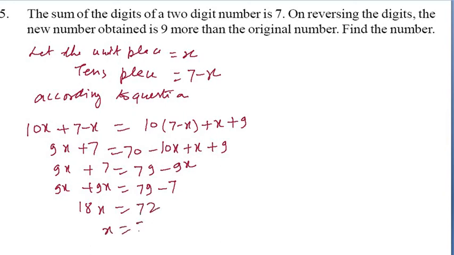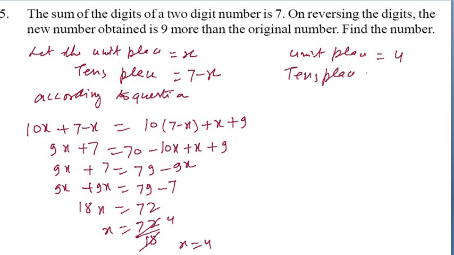So x will be equal to 72 upon 18. 18 times 4 is 72. So that means x will be equal to 4. So the unit place is equal to 4. Now you can find the tens place. The tens place is 7 minus 4, that means 3. So you can say the number is equal to 34. So that will be your answer.